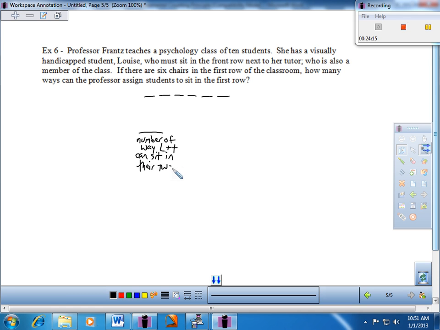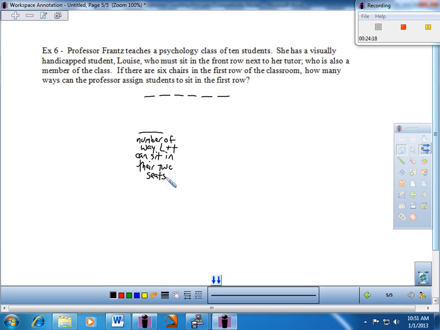I think that's a good way to start this, as that is really the primary condition to this problem. So the first task at hand is to figure out how many different ways Louise and the tutor can sit in their 2 seats. I'm going to break this up into 2 different parts. The key is she is visually handicapped and must sit next to her tutor.